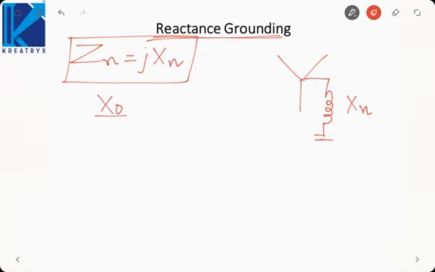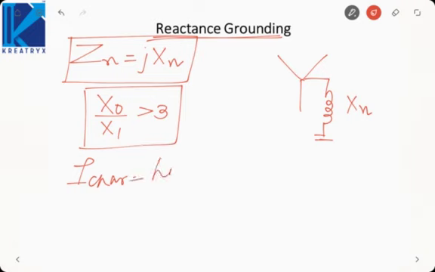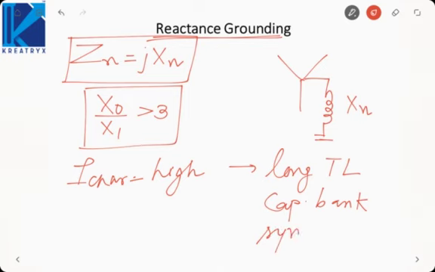Here X0 by X1 should be greater than 3 for the use of reactance grounding. Where to use reactance grounding? Wherever the line charging current is high. Where will the line charging current be high? It will be high for the case of long transmission line, capacitor bank, synchronous motor, because synchronous motor is usually operated at a leading power factor, so it will act as a capacitor. So whenever the system has a capacitor, line charging current will be high. We have to use the reactance grounding.